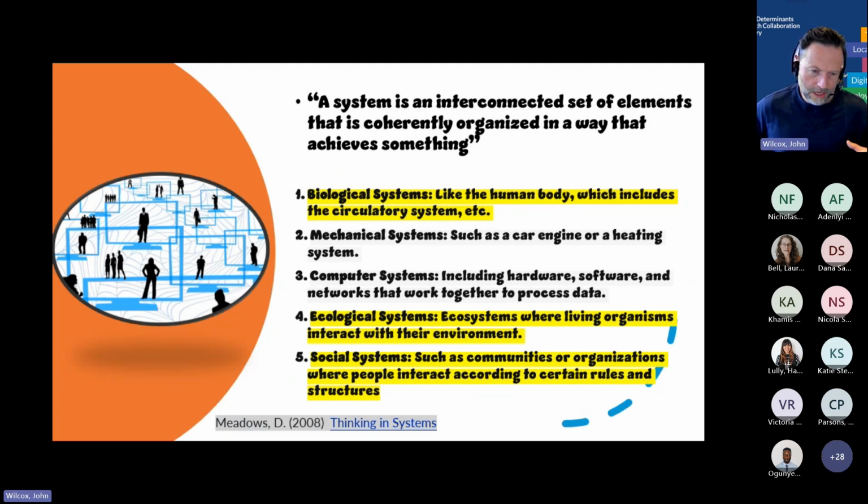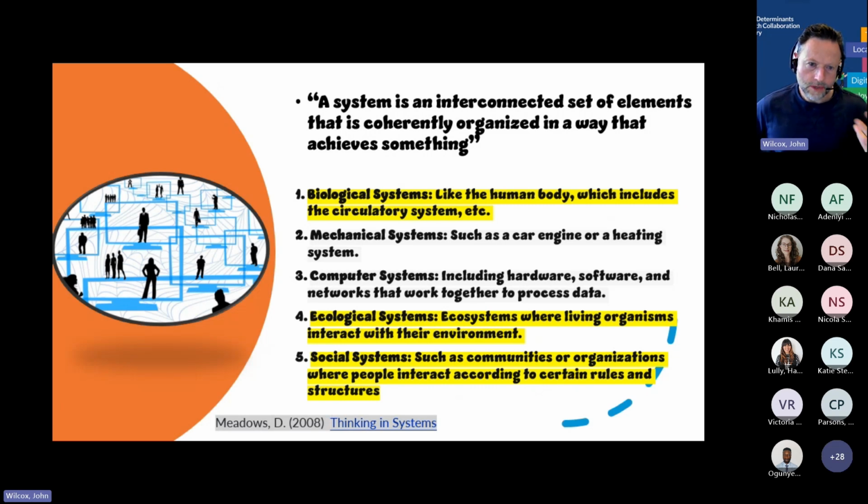The ones I've highlighted are the ones that I think are most relevant to the wider determinants of health and public health. If I give these examples in the context of obesity as a public health issue, social systems such as the family and community that people live in affect people's eating and physical activity habits. If we think about ecological systems, the physical and natural environment that people live in affects people's ability to be physically active. So that system is important when we're thinking of obesity as a public health issue.